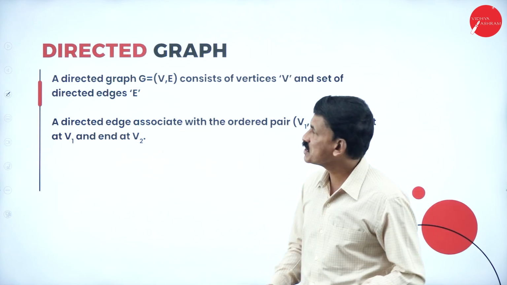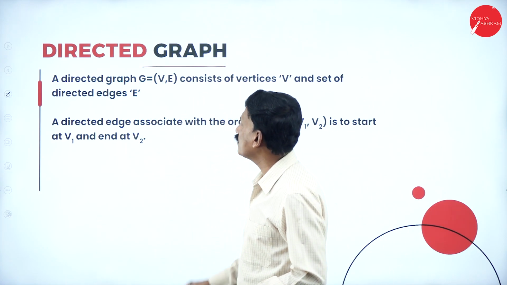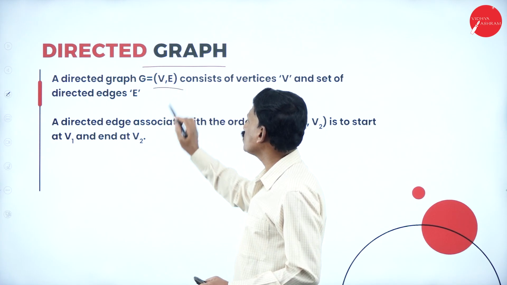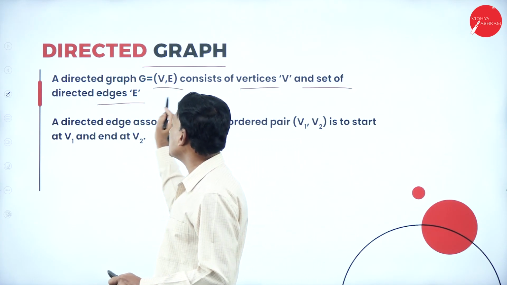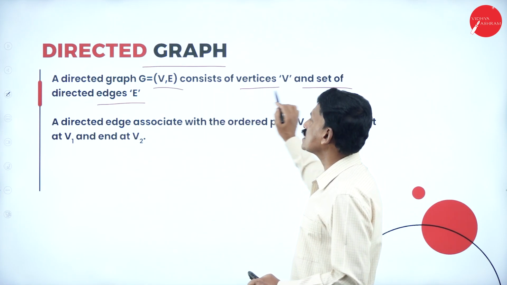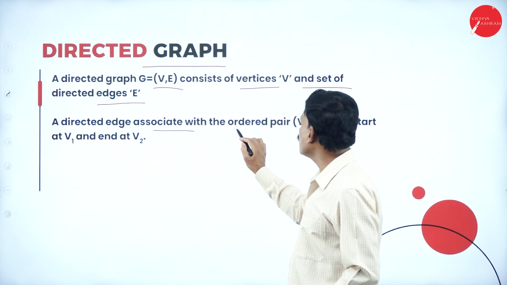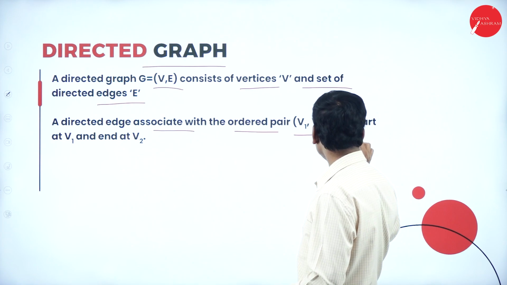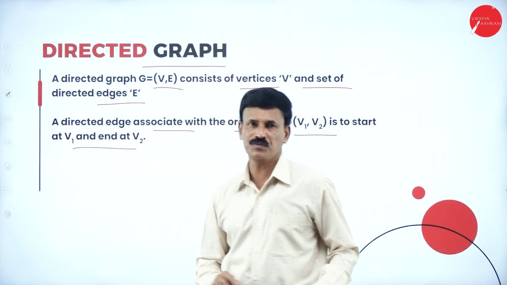Let us come to the next concept: directed graph. So what is a directed graph? A directed graph G = (V, E) consists of the vertices V and the set of directed edges E. So a graph consisting of vertices and a set of directed edges is called a directed graph. A directed edge is associated with the ordered pair (V1, V2), and it starts at V1 and ends at V2.